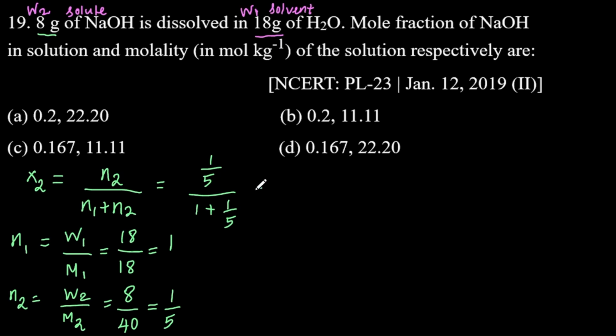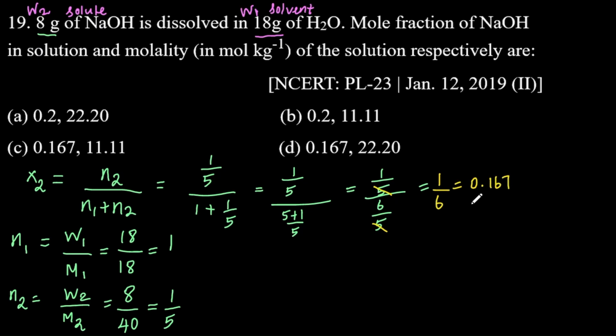So if we solve the denominator first, we will get 1 by 5 whole divided by 5 by 5 plus 1 by 5, that is 6 by 5. So we can cancel the 5 and we will get 1 by 6, equal to 0.167. So the mole fraction of NaOH is 0.167. Then you have to find the molality also. So first we will check the mole fraction in the options. In option A and B, 0.2 is given, which is wrong. So option A and B are ruled out.